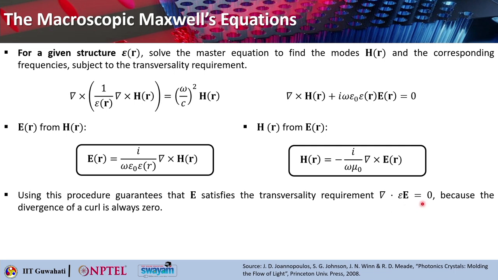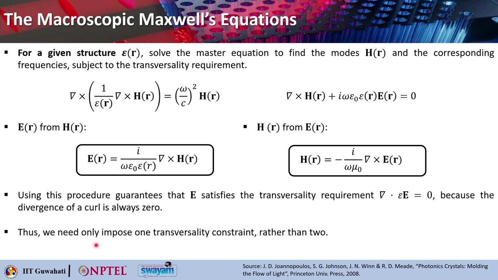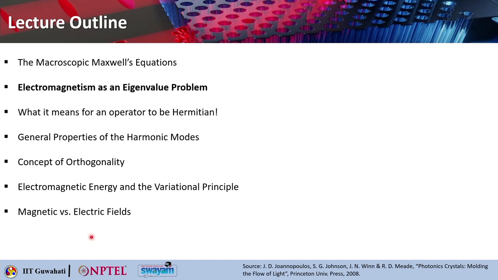the divergence of a curl is always 0, right? So, in this case, what is understood is that we do not require two transversality constraints, rather we can impose only one, and that will give us one particular field, and from that you can obtain the other field. Fine. So, now we will move on to formulate electromagnetism as an eigenvalue problem.